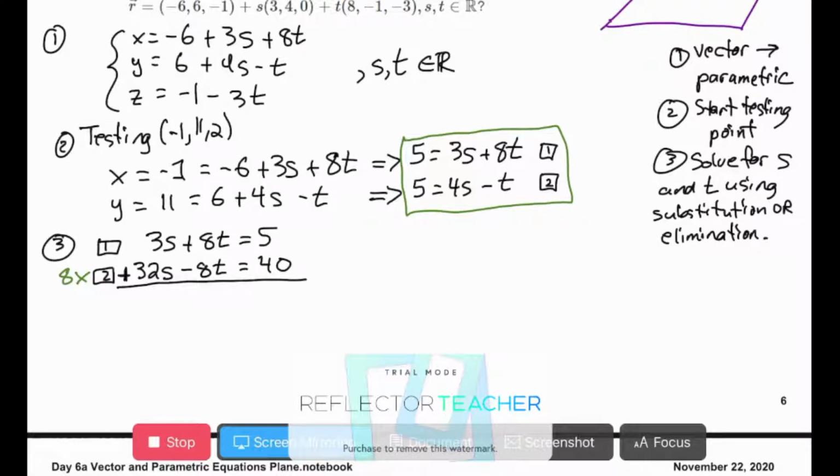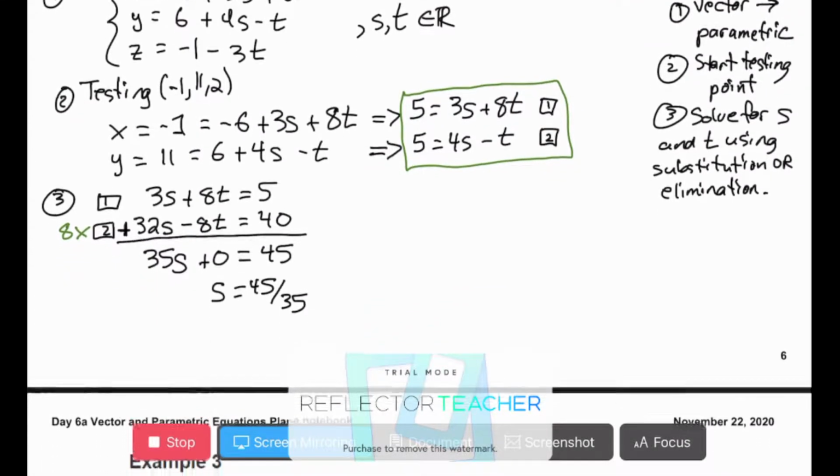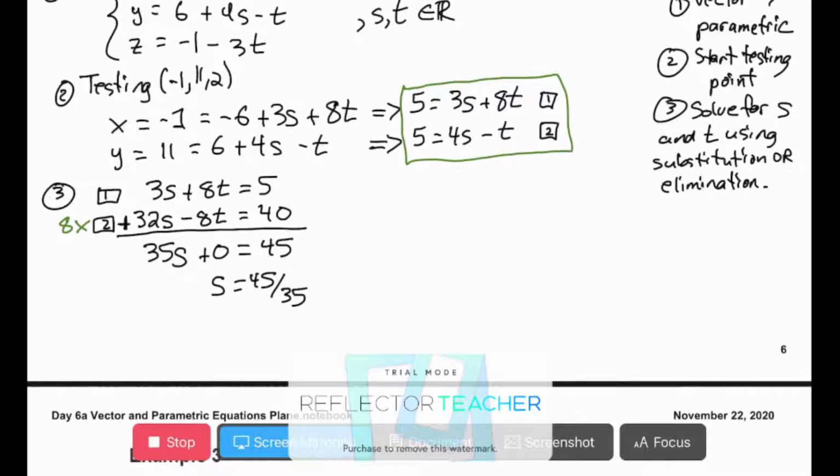Let's go through. We're adding, so 3s plus 32s is 35s. 8t plus negative 8t is 0. And 5 plus 40 is 45. All right, now we can quickly rearrange and solve for s. This term is gone. It's just a 0 anyway. It doesn't do anything. s equals 45 divided by 35. And once again, I'm not showing all my steps just because this is stuff that we're familiar with already, and I don't have a lot of room on the screen. We can also put this in lowest terms right away. 45 over 35 is going to be equal to 9 over 7.